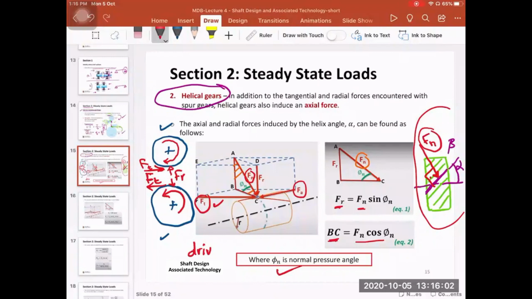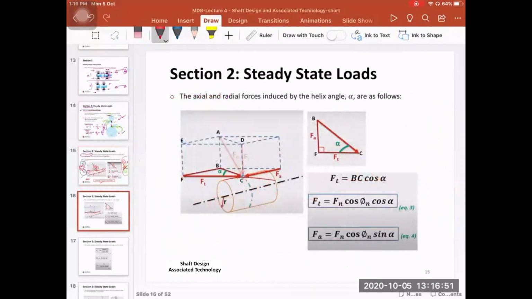And then if you were to resolve this Fn into X, Y, Z, you will have Fa going along the center line of the gear, then you have Fr that is coming and separating the two gears, and you have Ft that makes the gear rotate. So these are the three forces that are generated due to the meshing between these two teeth. Maybe you just need to try to visualize this a little bit. I know it's quite challenging, but eventually I'm sure that you will be able to get it.